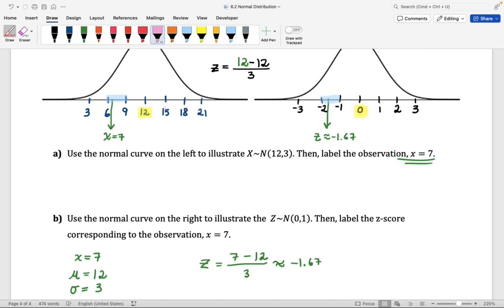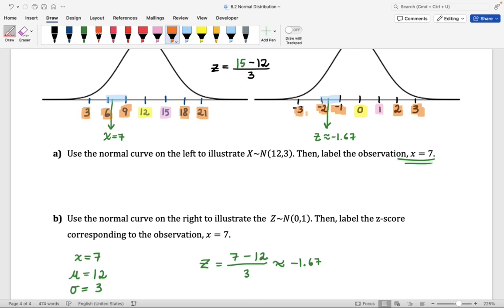Now, can you guess what the Z-score is going to be for X equal to 15? Let's go ahead and try it here on our formula. Here we would have to take 15 minus 12 divided by 3. 15 minus 12 is 3, divided by 3 is 1. The Z-score corresponding to X equal to 15 is 1. The Z-score corresponding to 18 is 2. The Z-score corresponding to 21 is 3. The Z-score corresponding to 9 is -1, and so on. The Z-score corresponding to 6 is -2, and the Z-score corresponding to 3 is -3.